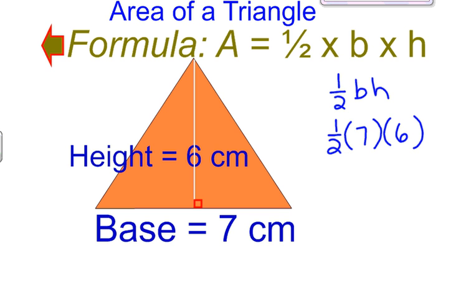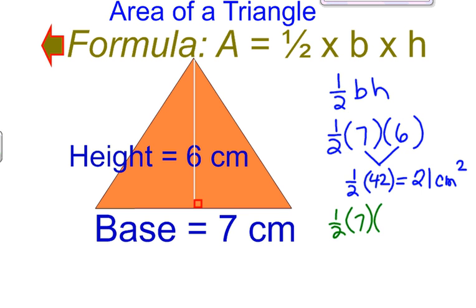And so if I do 1/2 times 7 times 6, I've got a couple of choices. I could do 7 times 6 first, which is 42, and then 1/2 of 42 would be 21. The area of this triangle is 21 centimeters squared. But let me ask if there would be an easier way to do this. 1/2 times 7 times 6.